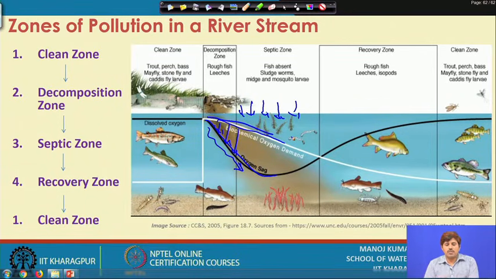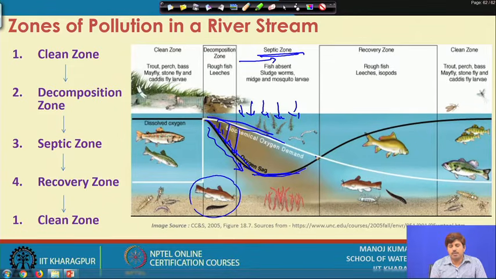So, once this process starts, it becomes difficult for the fishes to survive. Some of them can still survive, but it becomes increasingly difficult because the oxygen level is falling, and then we enter the septic zone, where the dissolved oxygen or DO reaches its minimum. So, this is the minimum dissolved oxygen.